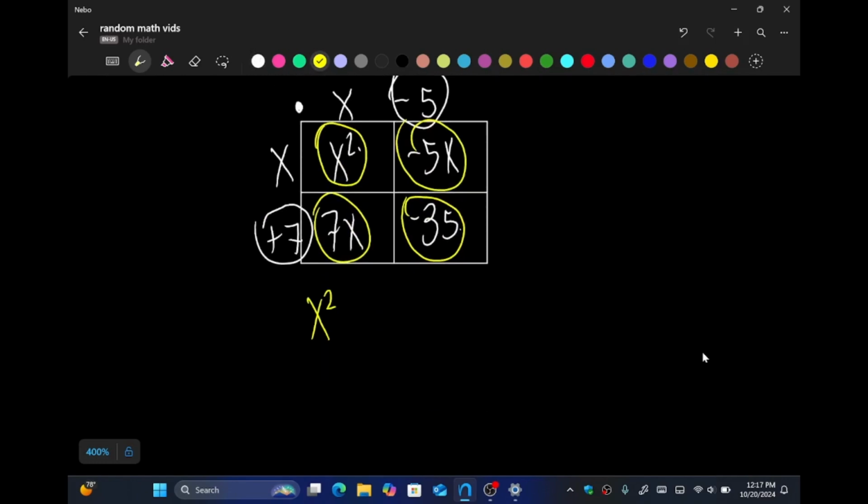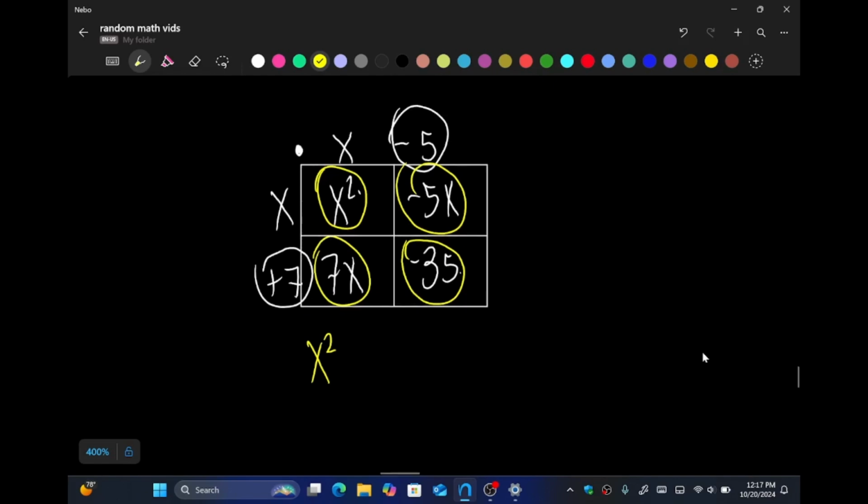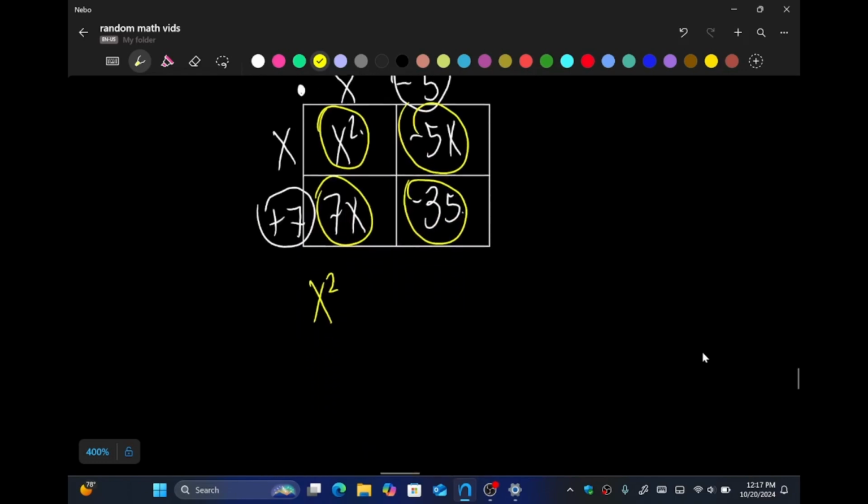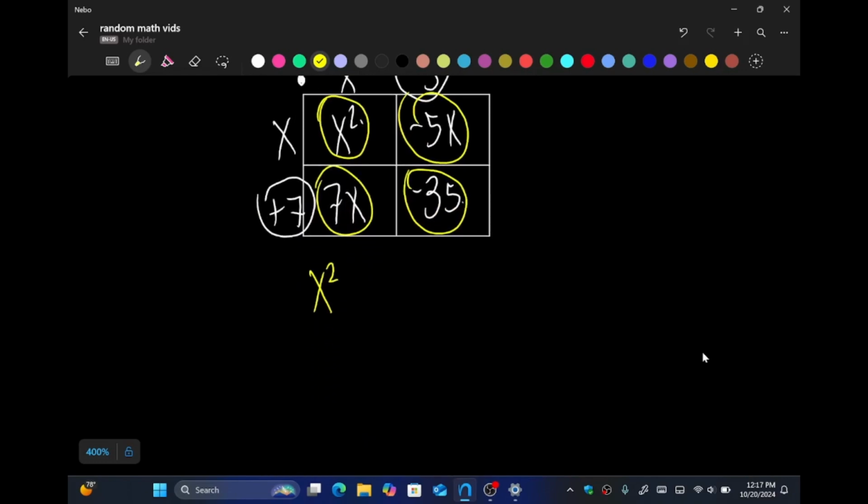And you can do it in whatever order, but for other examples, you want to make sure to do it in terms of descending exponents. But here we're just going to say x squared minus 5x plus 7x minus 35.